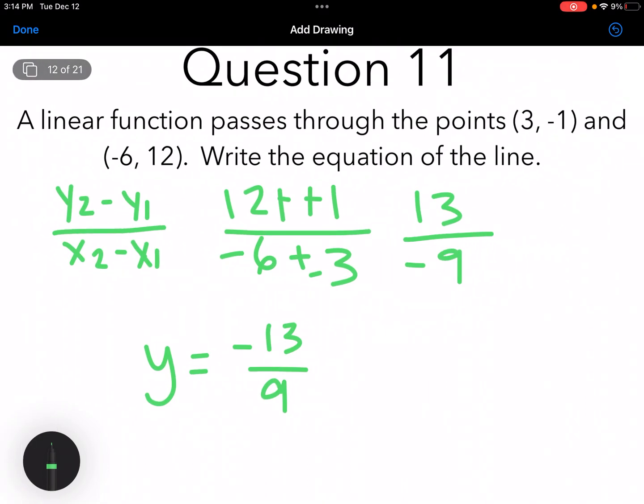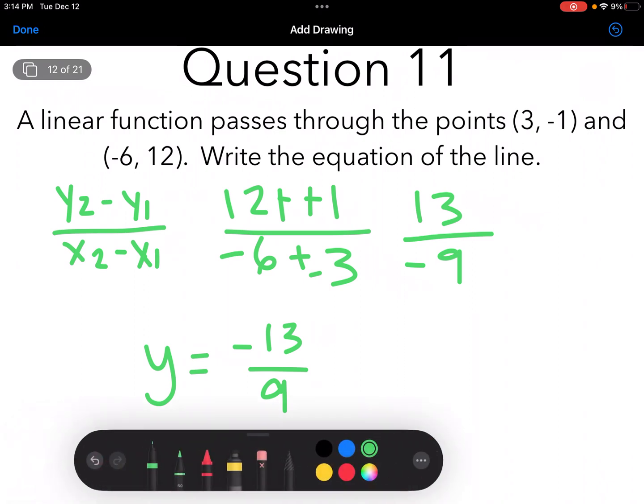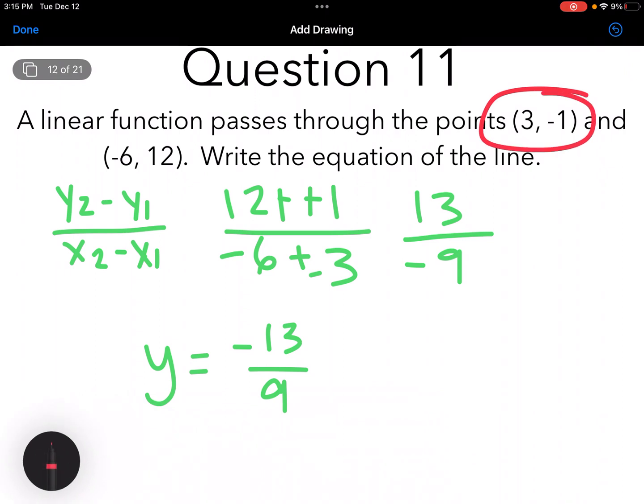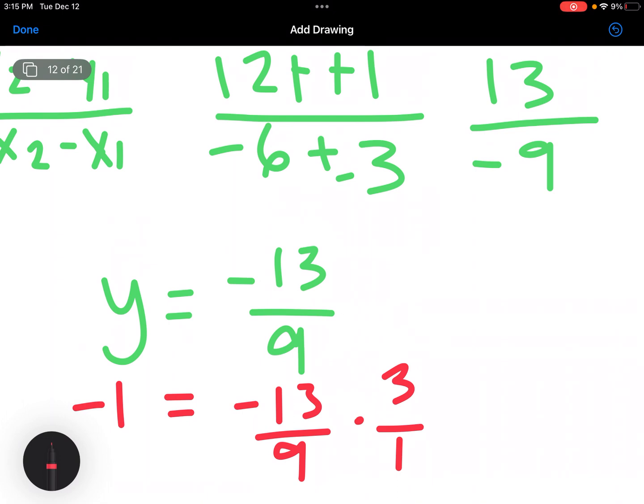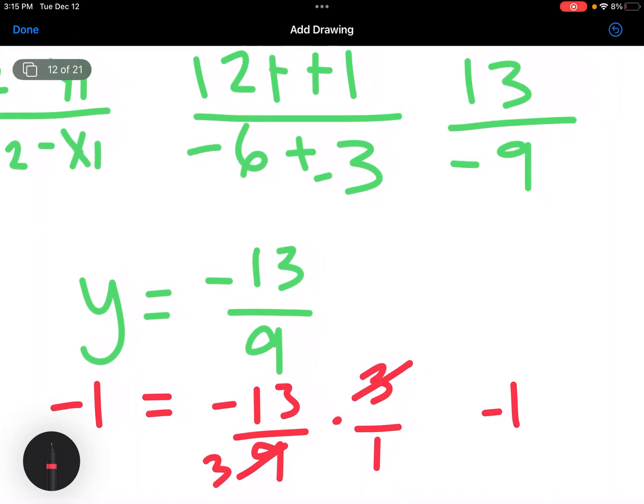All right, so I'm going to choose one of the numbers. It doesn't matter which one. I'm going to choose this pair right here, and I'm going to substitute it in. So -1 equals -13 over 9 times 3 over 1. So I end up with -1 equals -13 over 3.